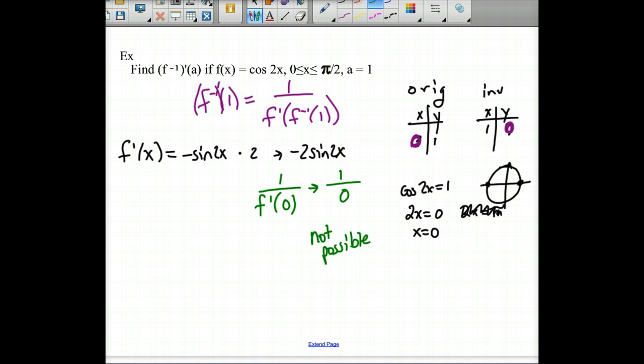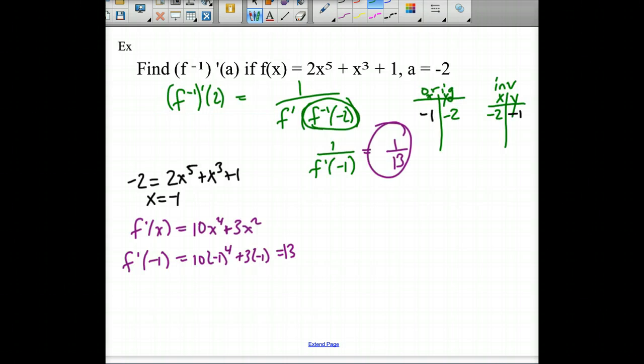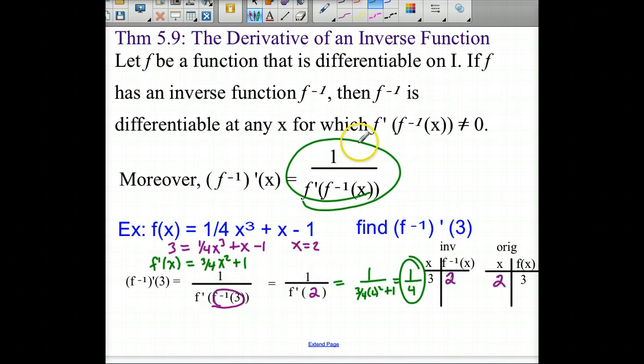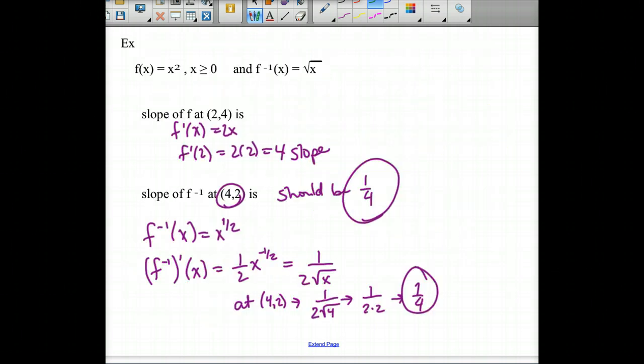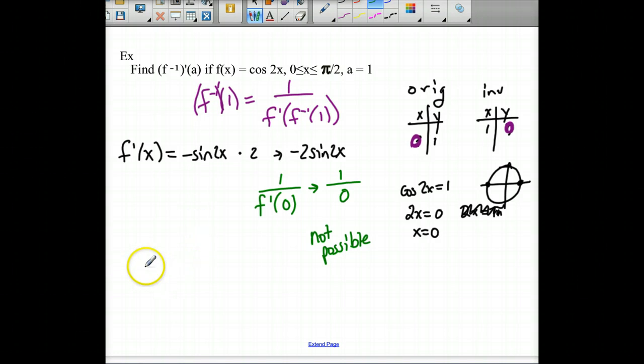Remember, way back here, we talked about how that denominator could not equal 0. So if this denominator equals 0, then the inverse does not have an answer for the derivative at that point. It's not differentiable at that point. So the inverse of the example we just did is not differentiable at 1.